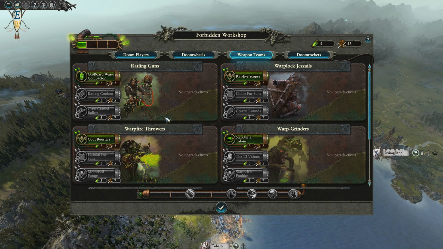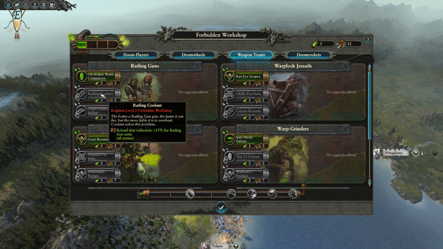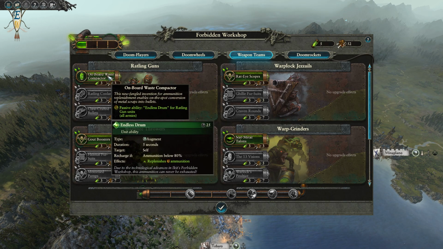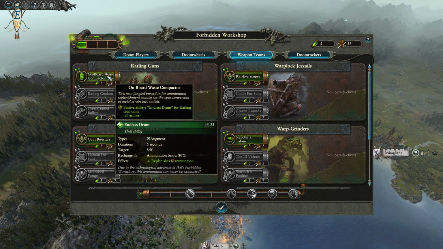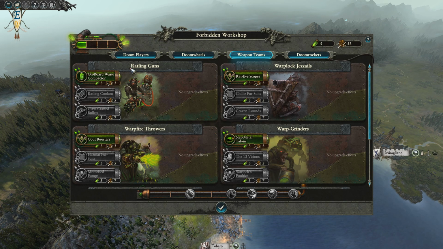Weapons teams. Rattling guns, Warplock Jezzails are amazing. Two of the best units in the game. So this, where is it? This one here. You can get this pretty much straight away. Endless drums. Basically they replenish ammunition when they start to run low, so they could potentially never run out of ammunition. It is fantastic. Such a great ability to have on this unit. And the Warplock Jezzails have such a long range. They can just kill things with ease.